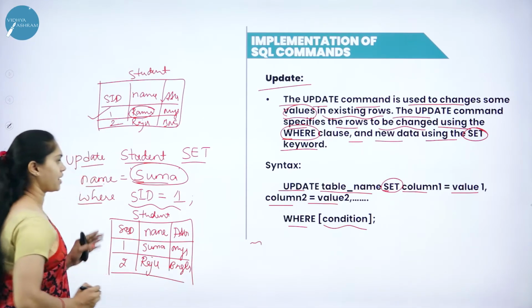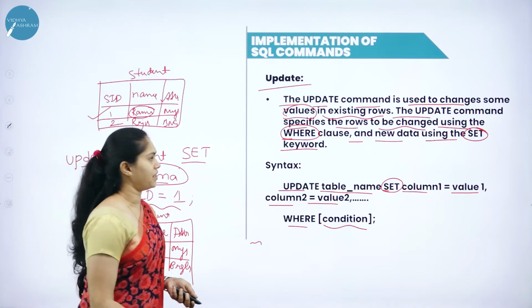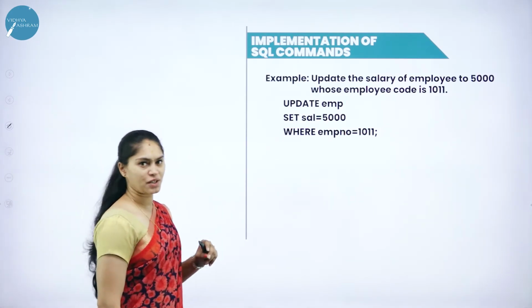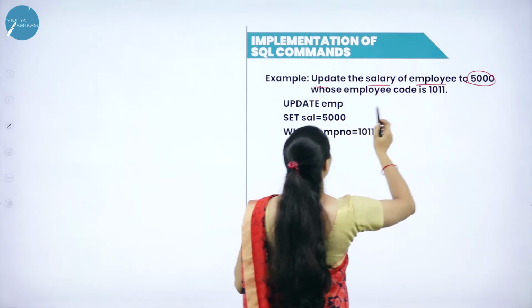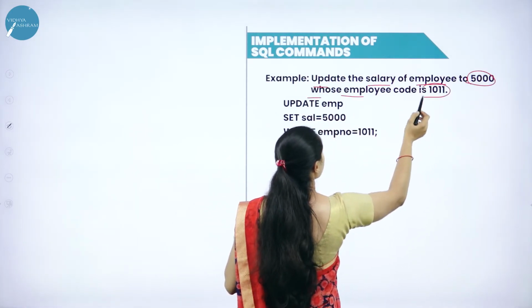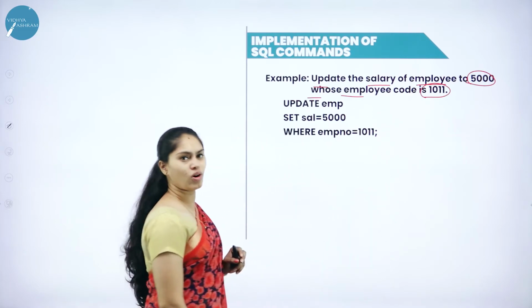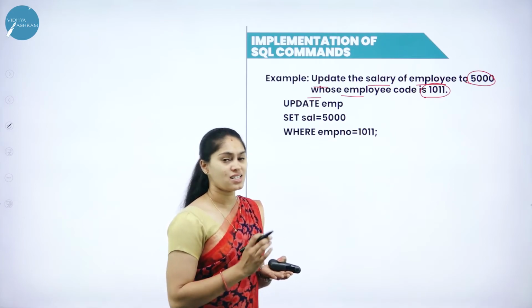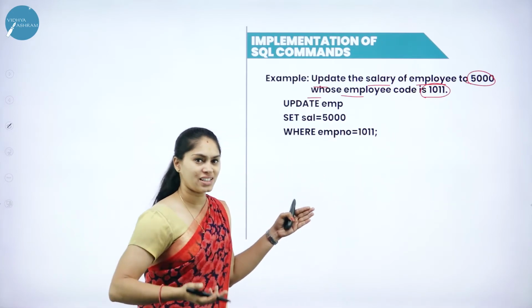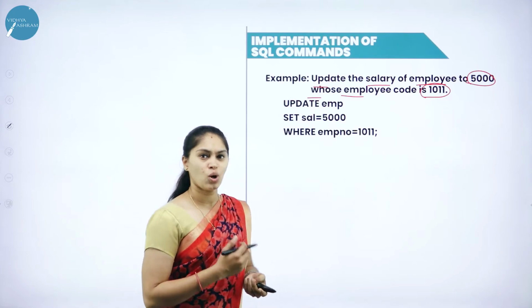I hope you understood regarding this update statement. So we'll see one more example with respect to employee here. Update the salary of an employee to 5,000 whose employee code is 1011. So they wanted to make an updation here, they wanted to set the salary as 5,000 rupees where the employee ID or their code is 1011.